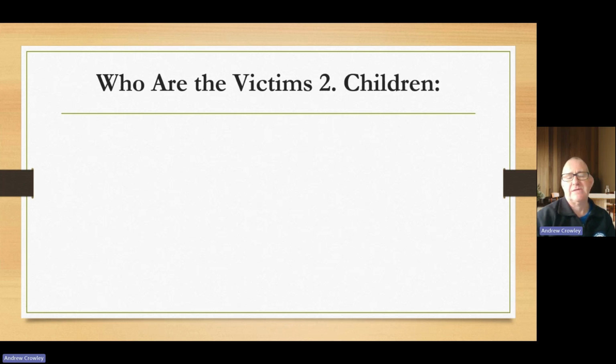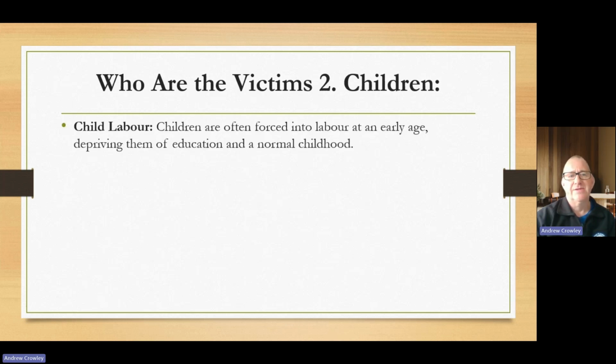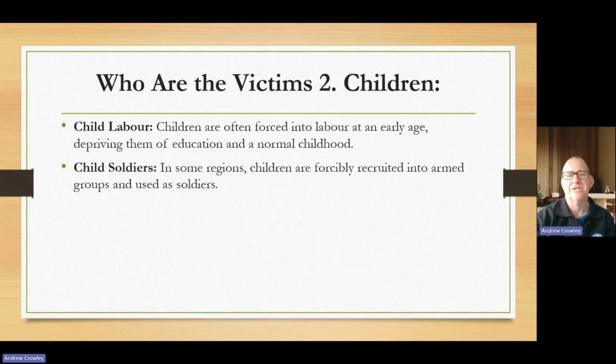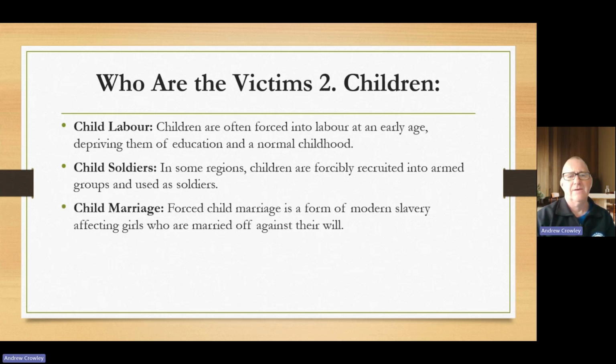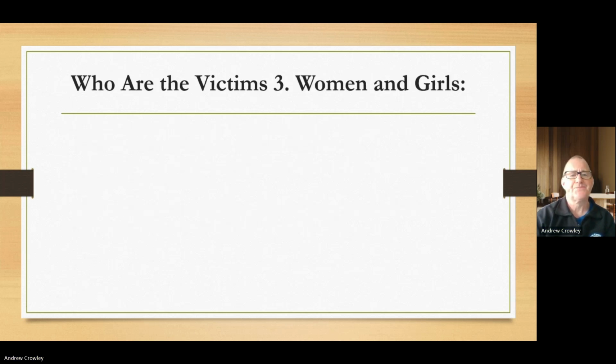The second class of victims are children. Child labour. Children are often forced into labour at an early age, depriving them of education and a normal childhood. Another terrible occupation is child soldiers. Some children are forced into the army and to act as soldiers. Some are forced into marriage. Child marriage is seen as a problem, and it's seen as a form of modern slavery, affecting girls who are married off against their will.